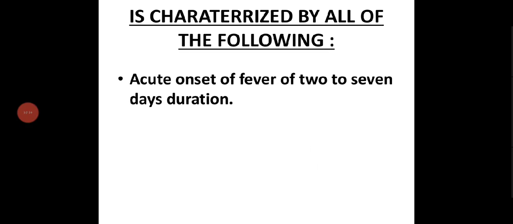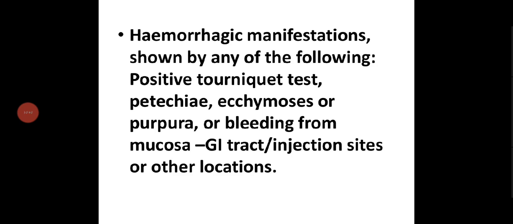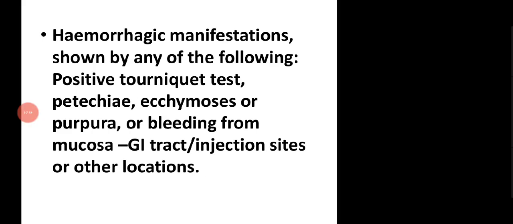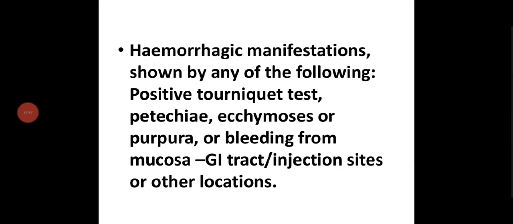Dengue hemorrhagic fever is characterized by all the following: acute onset of fever of 2 to 7 days duration; hemorrhagic manifestation shown by any of the following, like positive tourniquet test, petechiae, ecchymosis or purpura, or bleeding from mucosa, GI tract, injection site or other location. If there is any bleeding, then it is confirmed.